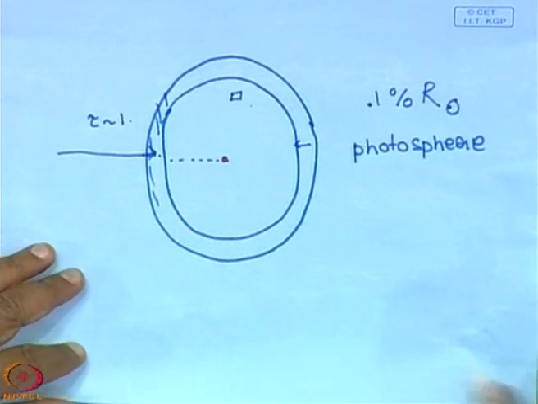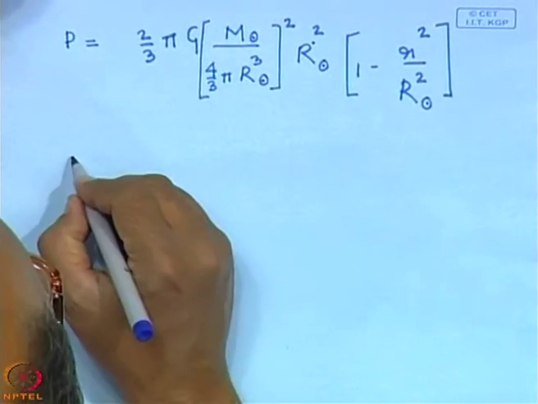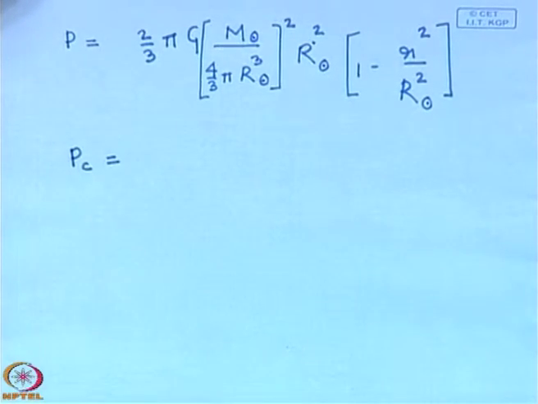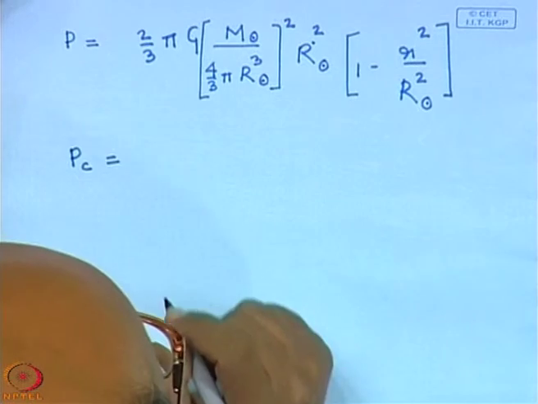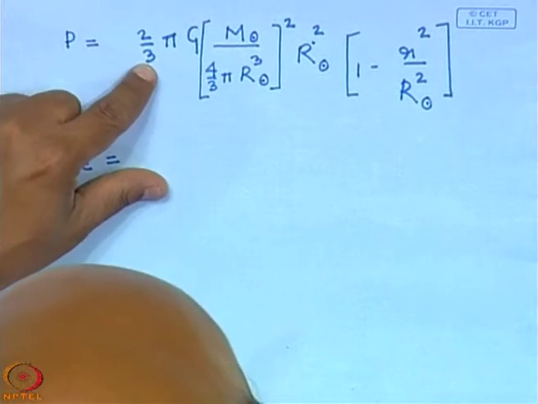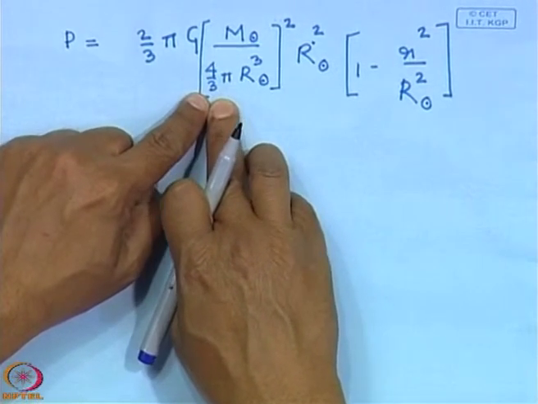Okay. So, the pressure at the center, at the core of the sun, according to this, then has a value. Let us see how much it comes out to be. So, you have 2/3 here, and in the denominator you have 16 by 9.